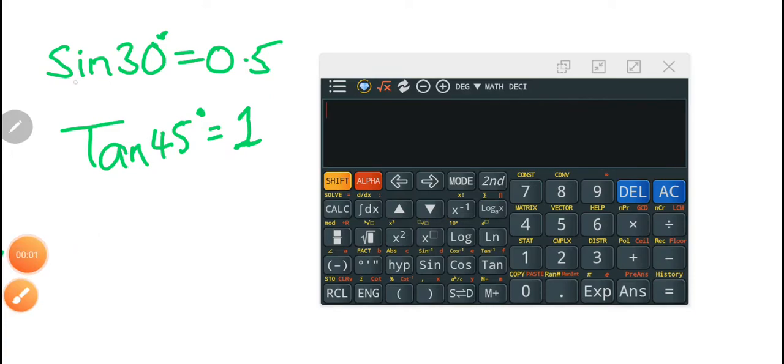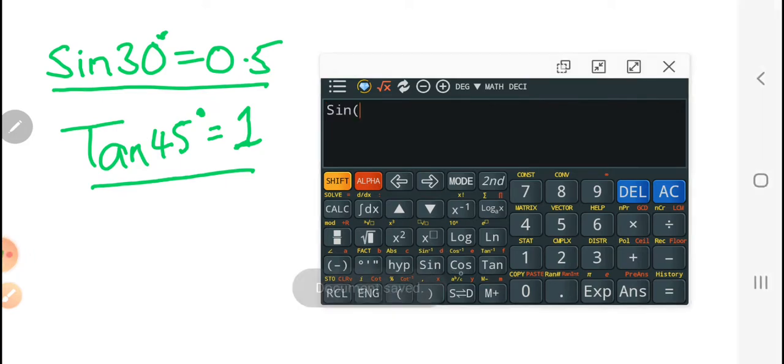You should know that sine 30 degrees is always 0.5 and tan 45 degrees is always equal to 1. Try this on your calculator. Sine 30 is always equal to 0.5 and tan 45 is always equal to 1.